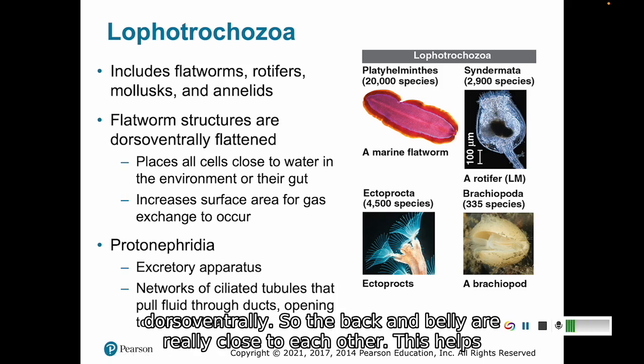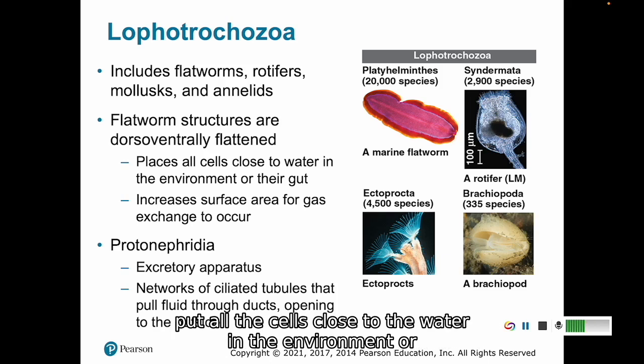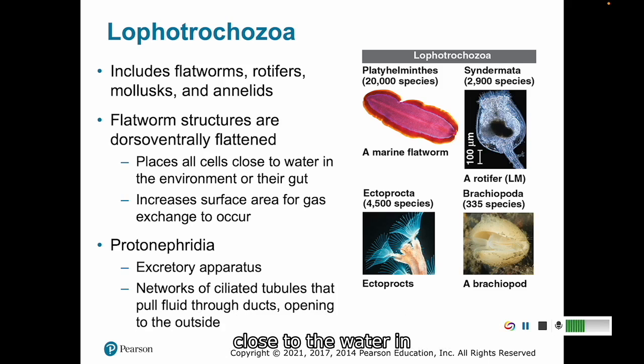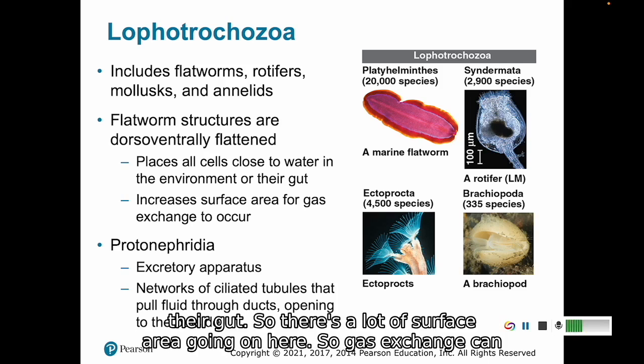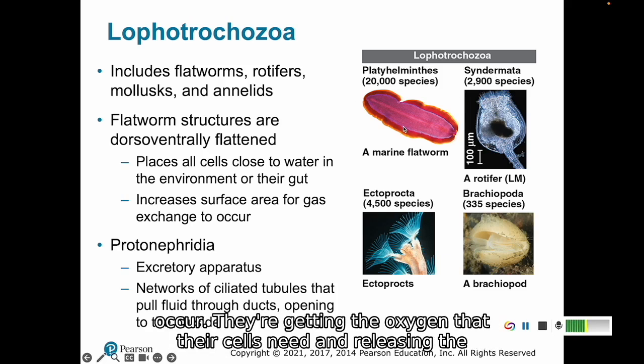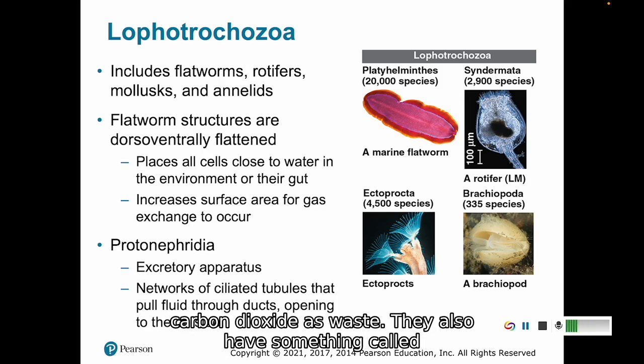to each other. This helps put all the cells close to the water in the environment or close to the water in their gut. So there's a lot of surface area going on here. So gas exchange can occur. They're getting the oxygen that their cells need and releasing the carbon dioxide as waste.